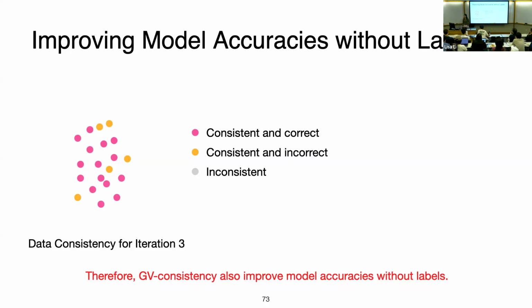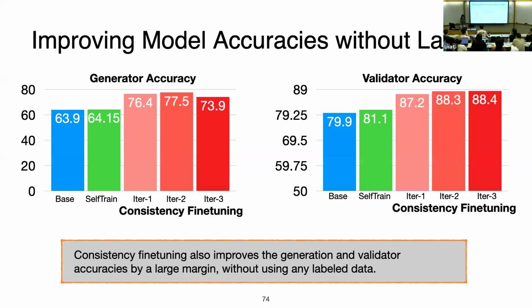So this eventually leads to self-improvement and bootstrapping for better performance without using any ground truth labels. Empirically, we find that consistency fine-tuning indeed improves both the generator and the validator accuracies by a large margin without using any ground truth labels. This self-improvement result is pretty exciting, because now we can bootstrap model capability improvement by just using consistency as a criterion. Additionally, for the set of tasks where generation is harder than validation, the generator performance improves a lot to catch up with the good validation performance.